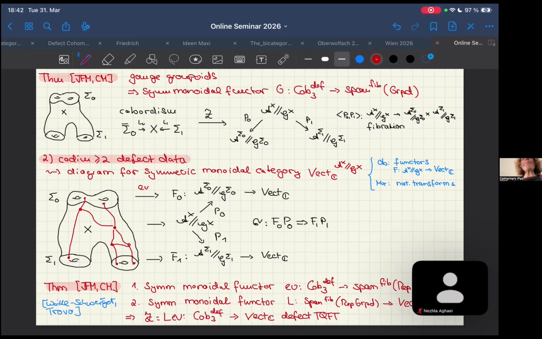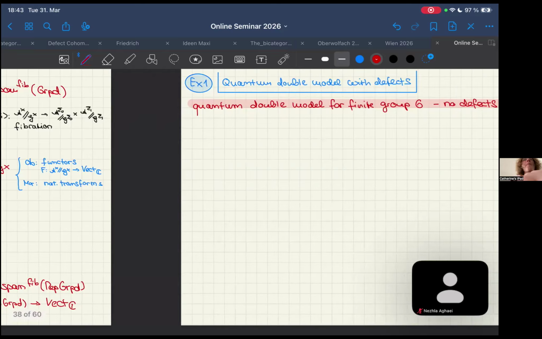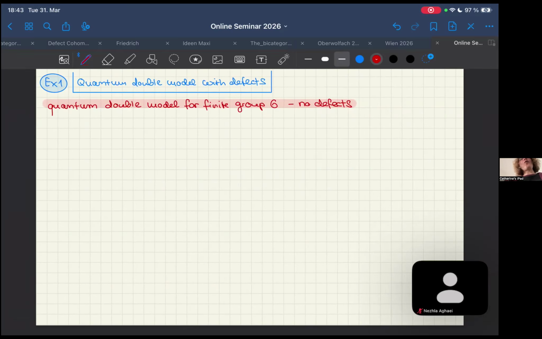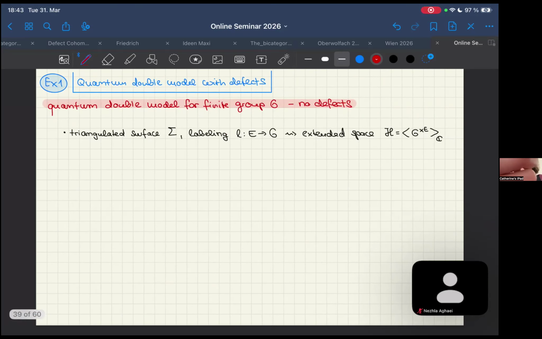Okay, so that's the abstract construction, but basically we wanted to apply it. And one situation where we wanted to apply it is also, for example, matter, but here I take a triangulation, and we have some labeling that assigns to each edge an element of a finite group G. And this gives us an extended space, a vector space, that is just the free vector space generated by this labeling.